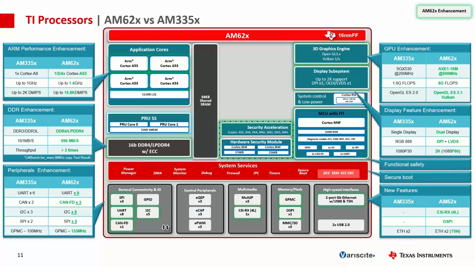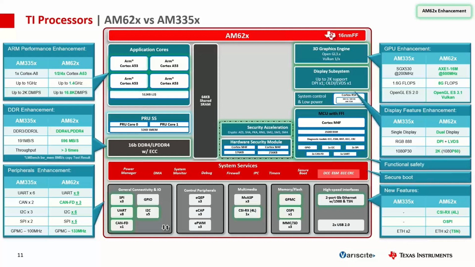So CAN-FD is the one that pops out on the lower left-hand side of the screen, right? So having CAN-FD integrated, 3 channels of that, more I2C, more UART, right? Just things that people need in that peripheral set, not having expanders and transceivers all over the place.